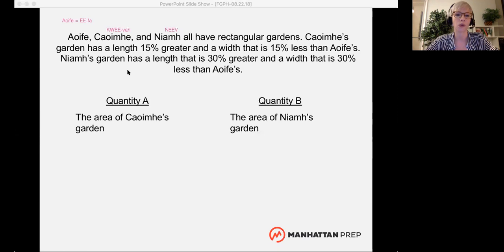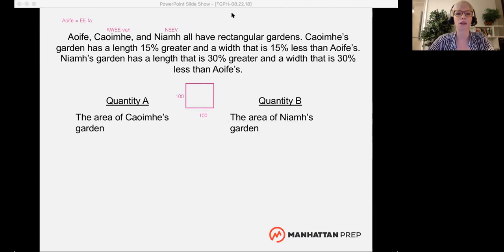So you could do this purely algebraically. You could test values. It really doesn't matter. I think testing values keeps things nice and simple. So let's start with Aoife. Let's say that Aoife has a nice square garden, keep things really simple, and this garden is, well, if we're dealing with percents, let's just test 100 and 100. That makes life the easiest possible.